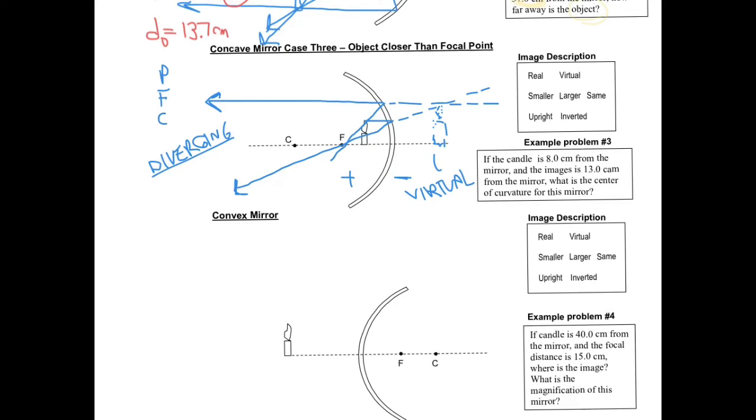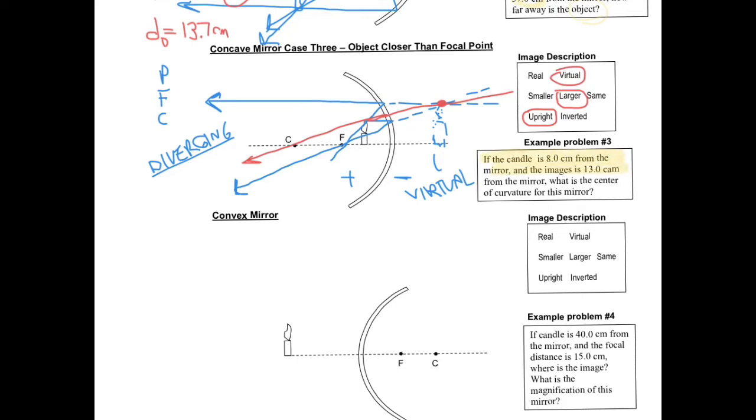And if we wanted to look at the third ray, which would be the one that looked like it came from the center, that would also cross in back of the mirror at the same spot. So once again, of the P, F, and the C, you could pick 2 out of 3 to determine the image. And it's virtual, larger, and upright.